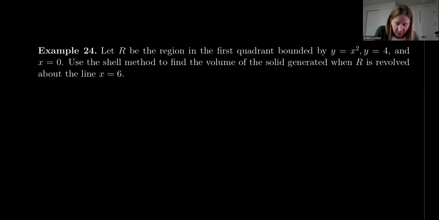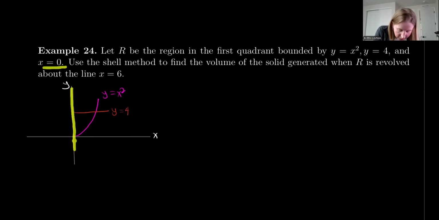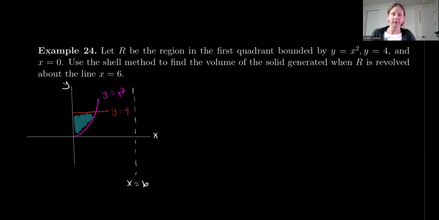R is the region in the first quadrant. Let's draw the picture. Only in the first quadrant, which is nice. Bounded by y equals x squared, which I know you know what it looks like. Here is my y equals x squared, and I have y equals 4. Y equals a number is a horizontal line, and x equals 0 is the y-axis. So then this is my shaded region, and I want to find the volume of the solid generated when this region R is revolved about the line x equals 6. So way over here, here's my x equals 6.